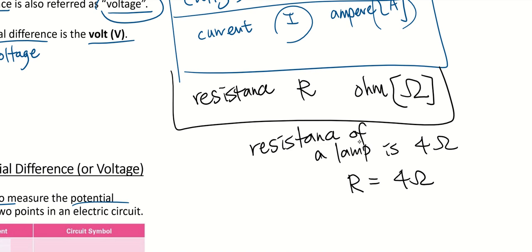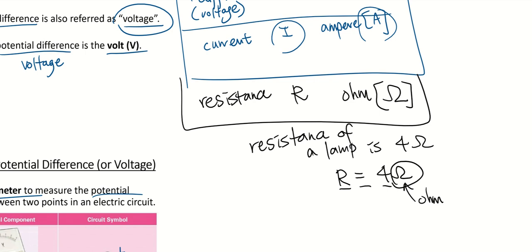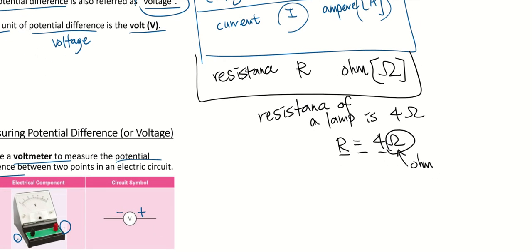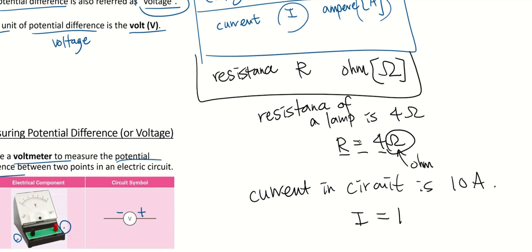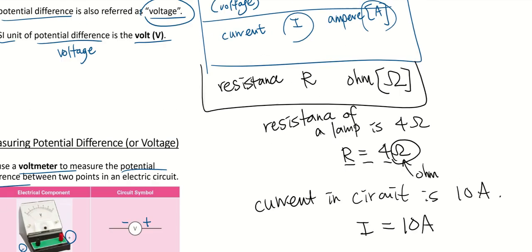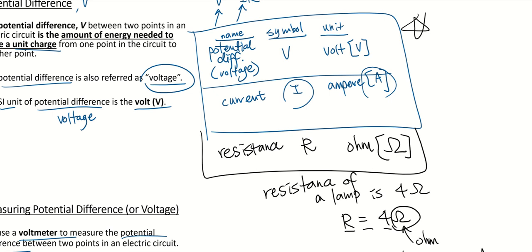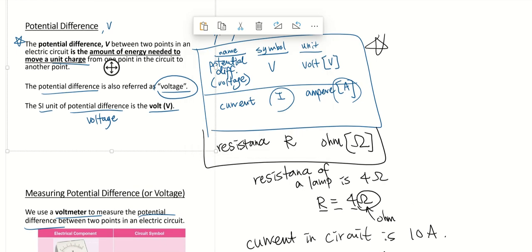So I'll read this as R equals 4 ohm. But I don't write it out as O-H-M. I put the symbol omega as a short form. How about this? Current in circuit is 10 ampere. That means I equals 10 ampere. So this is how we use a symbol. Please memorize the name, the symbol, the unit as well, and the symbol used to represent the unit.